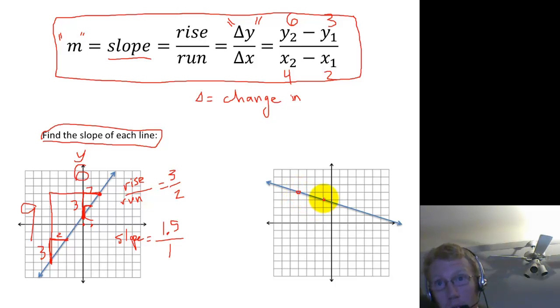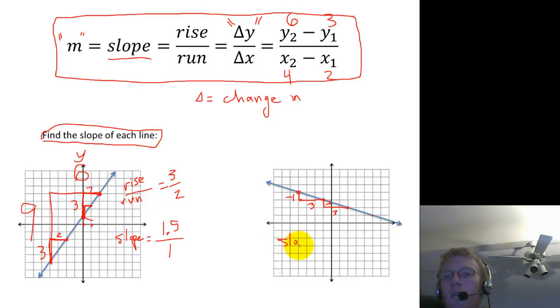That one looks good. That one looks good. Okay, so here I'm going to go down 1 and then over 3. So down 1 is negative 1 and then over 3. So negative 1 over 3.